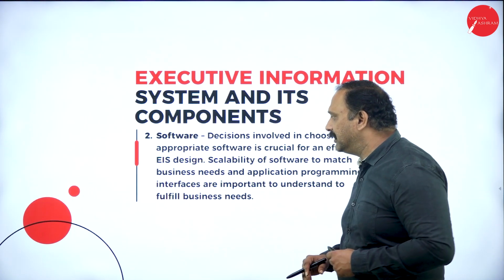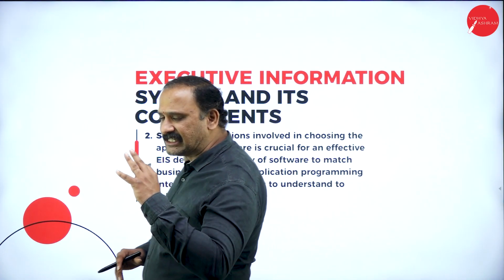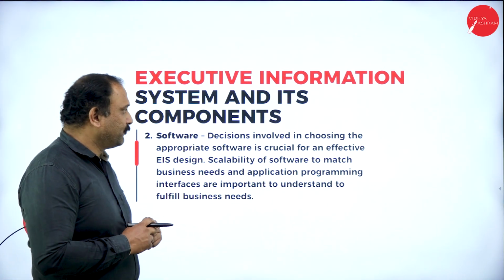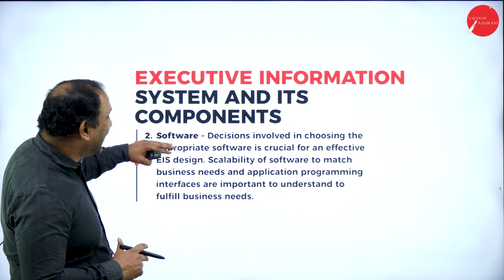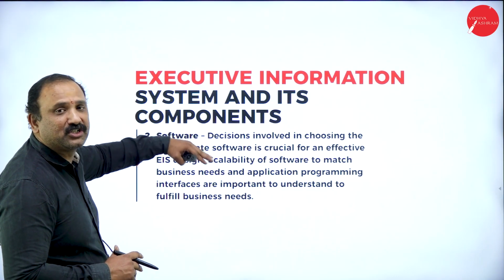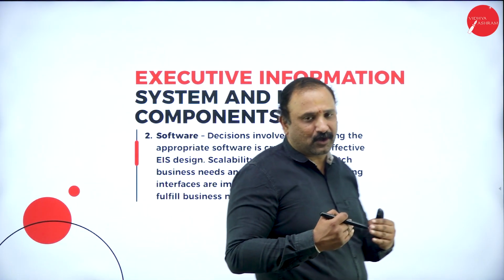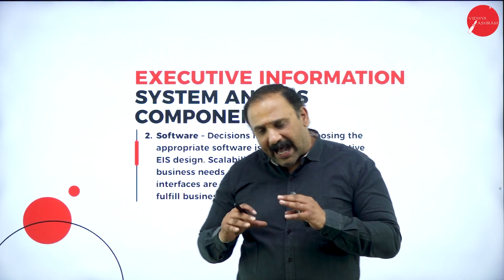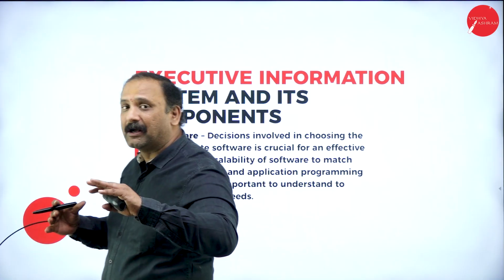As we proceed further, we have to get into the most important part called the software. Why is software important and why do we need to look into it? Software involved is basically where the decisions are being made. So what happens is that the scalability of software is very important. As the organization starts growing, the decisions also become complex.